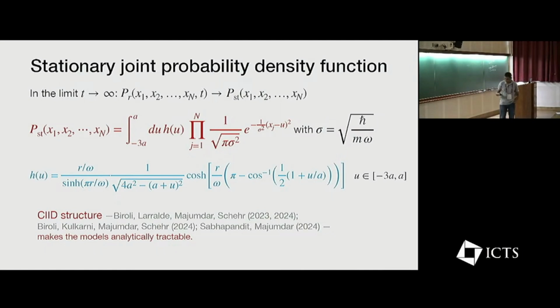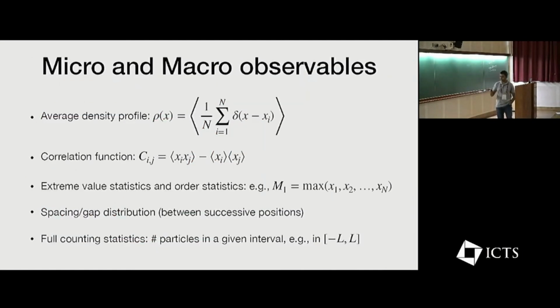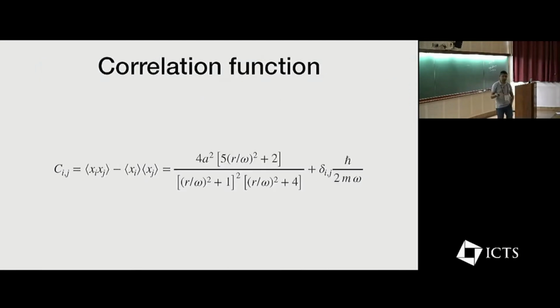Given this, you can compute various quantities. For example, you can ask what the average density profile is, what the correlation between particles is, and about extreme statistics: what is the statistics of the rightmost particle, the second rightmost particle, and so on. Also the gap between these particles, if you order the particles. And full counting statistics: if you take an interval and ask how many particles are within that interval, what is the statistics of this? You can compute all of this explicitly. For example, this is the correlation between any two particles.